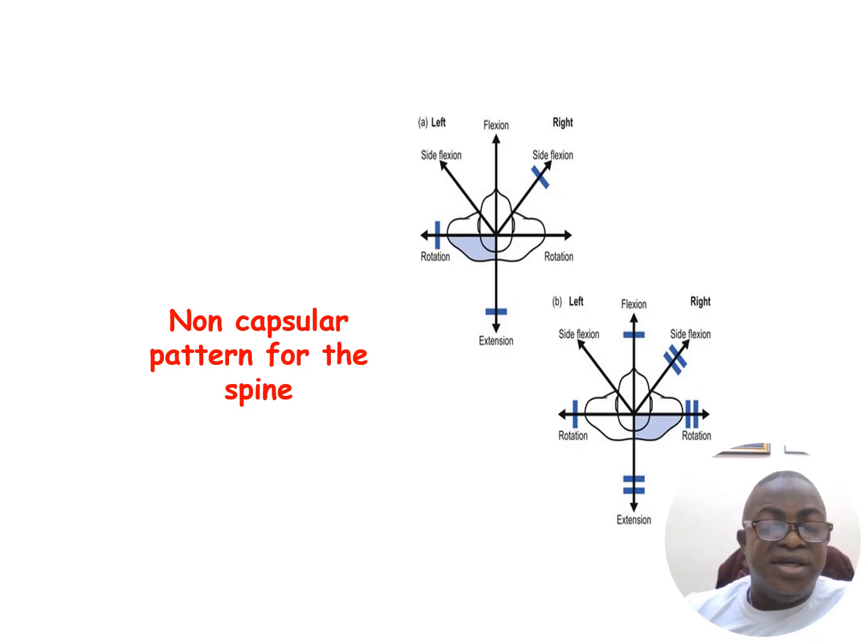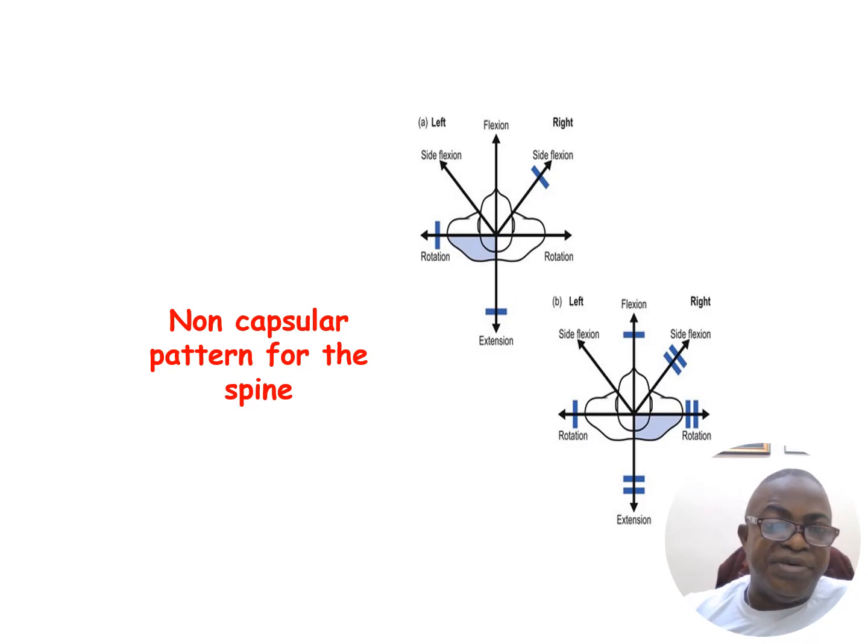Now, what about this? If you study this diagram here, right on this slide, number 17, if you look at rotation, you see that rotation to the left have a sign, but the one to the right do not have any sign. That means they are not equal. Rotation to the right and the left are not equal, and the same thing applies to side flexion. So that's a non-capsular pattern.